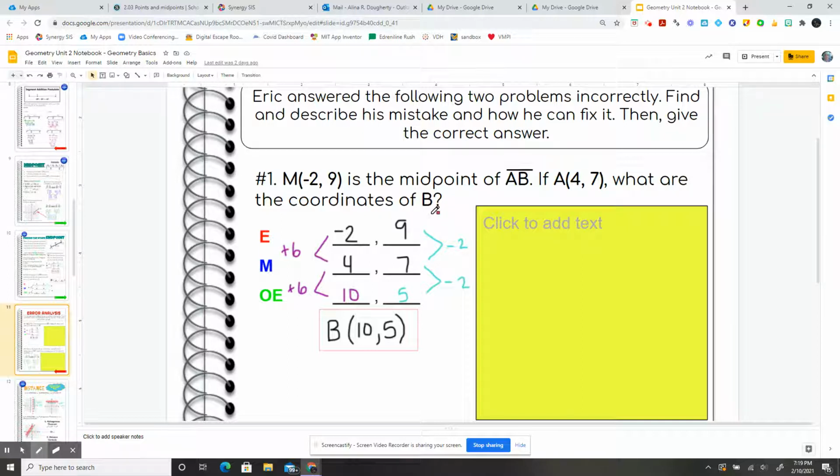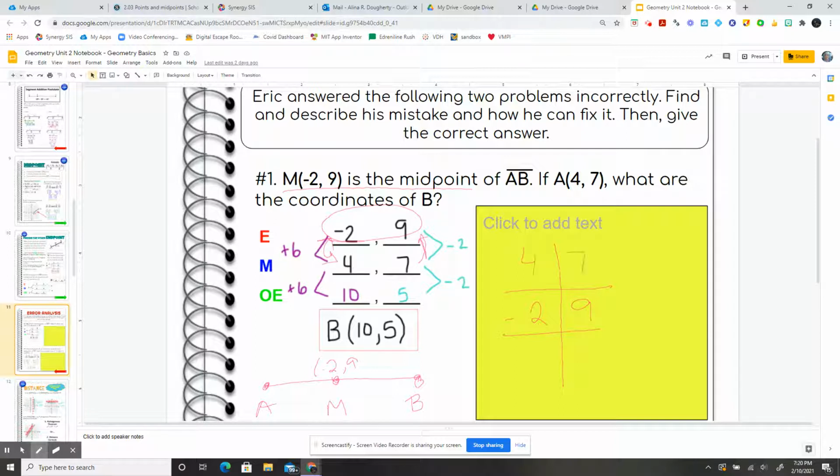So first of all, he doesn't have a picture, so we need to draw the picture. If I draw the picture with my 2 endpoints, it says M is the midpoint. So M is the midpoint, and that is -2 and 9. That should go in the middle. Oh, all of a sudden I see where my problem is. That -2, 9 should be in the middle. So A and B are the 2 endpoints. And if A is 4, 7, these 2 are switched. The 7 should be here and the 9 should be there.